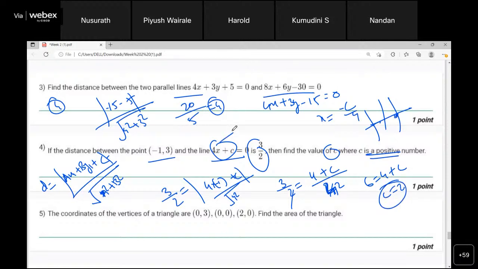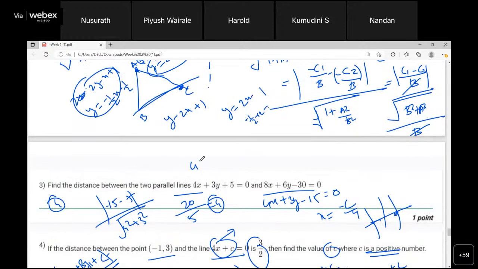Here the coefficient of y is 0, so this line is parallel to the y-axis, right? 4x plus C equals to 0 means x equals to minus C by 4, right? And if C is a positive number, it will lie on the left hand side. This is basically minus C by 4. This is my line. That's it.